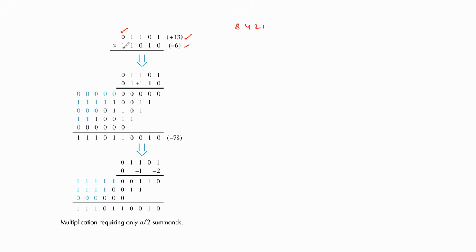Similarly, -6: minus means 1 sign bit, and for 6 the binary is 0110, but it is a negative signed number. That's why we should represent it in 2's complement form. The 2's complement value for the -6 is 0101, that's why we should write it as 1010. These are the binary equivalents for +13 and -6.